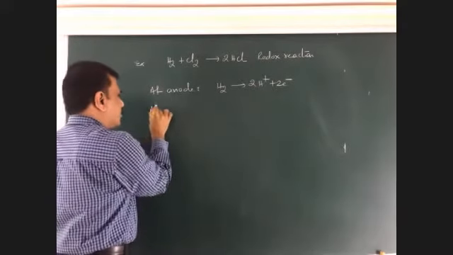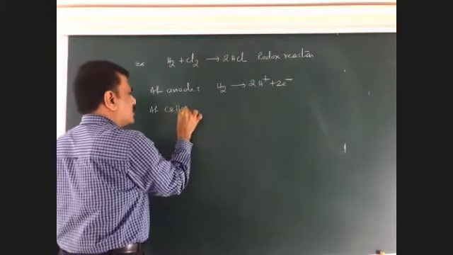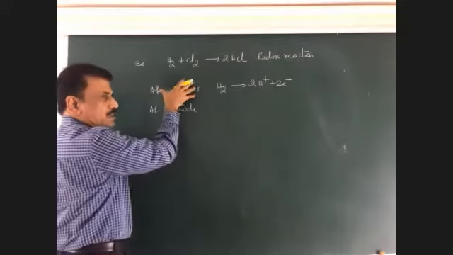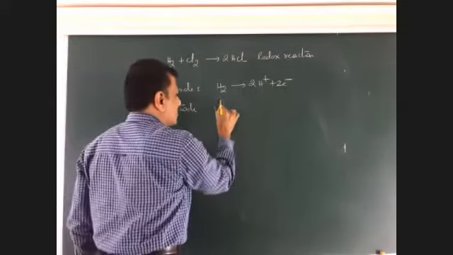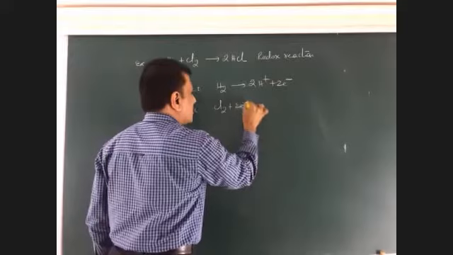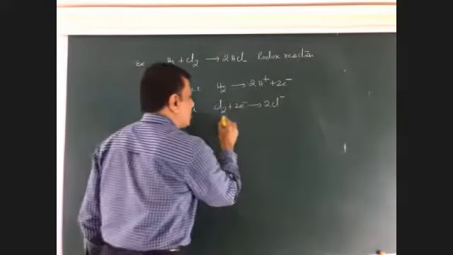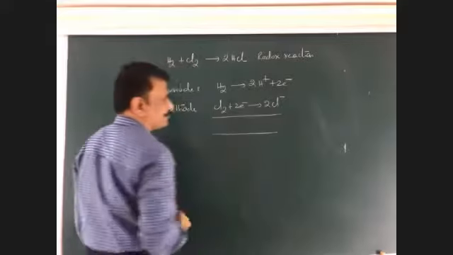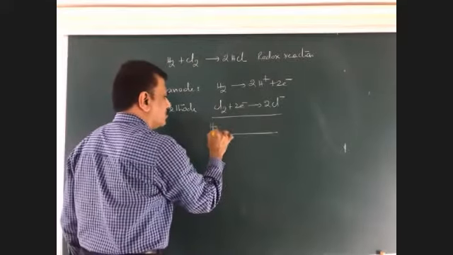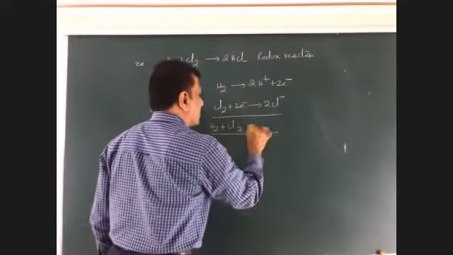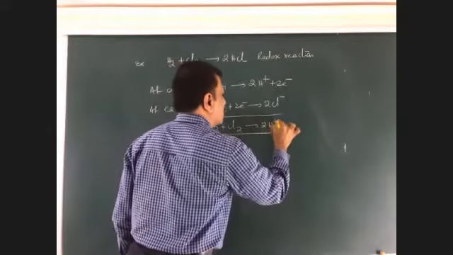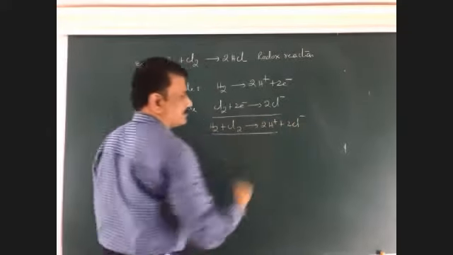And at the cathode, always reduction takes place. This is one electrode, this is another electrode. Cl2 takes electrons to form 2Cl minus. So overall, the reaction is like this. H2 plus Cl2 gives 2H plus and 2Cl minus.